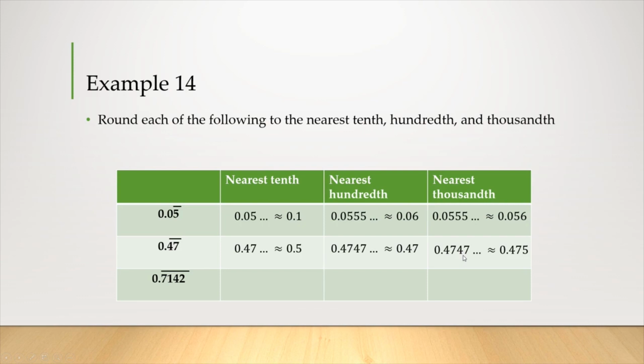Again, you just want to extend it as much as you need to. Thousandths place. So 7 tells me to round up. So that's how I got 475 thousandths. With this last one right here, since you have all those 4 digits repeating, you're not going to have to go that far. So that's why you have 7 tenths, 71 hundredths, because it's the 4, you round down, and the 4 in the thousandths place, so you round down to 714 thousandths.